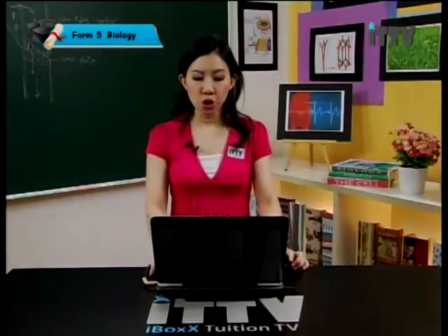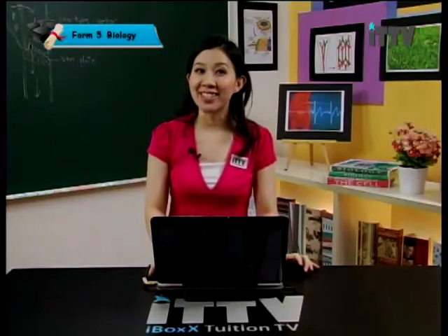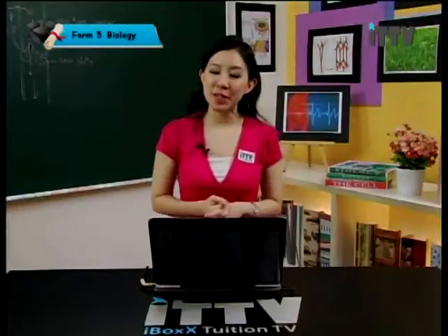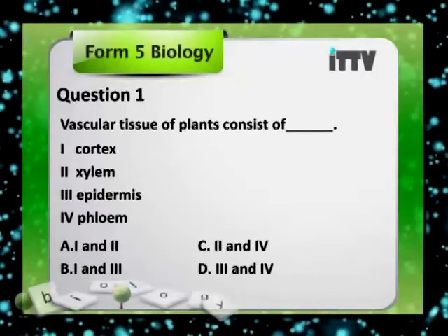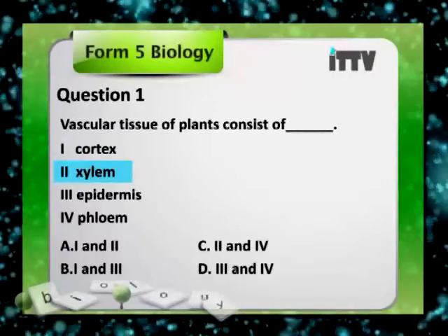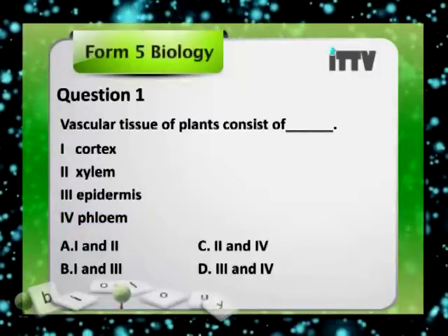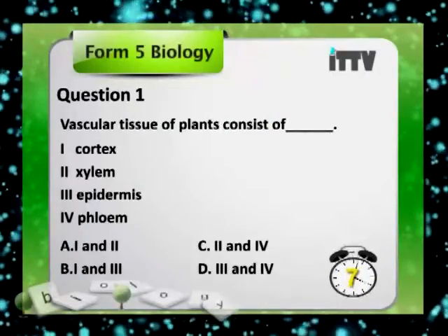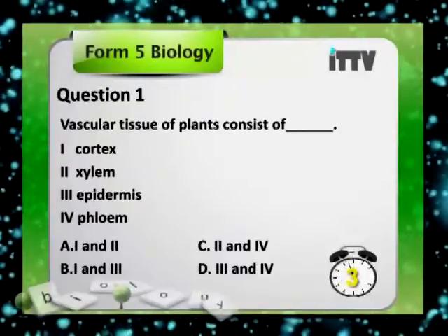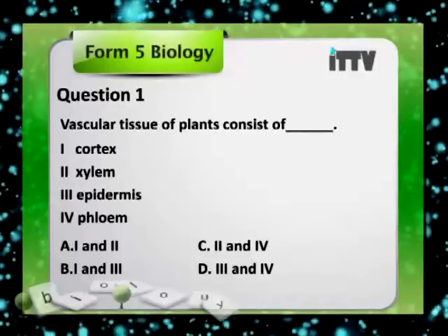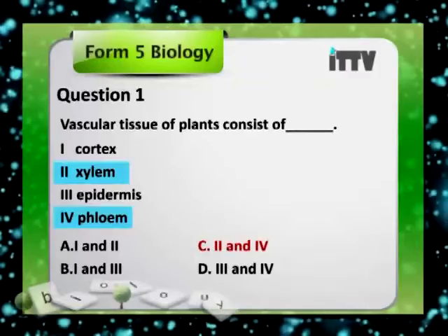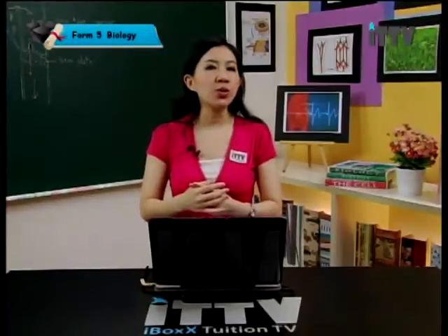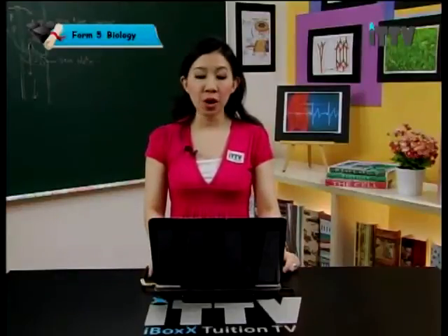Now, let us move on to some test questions. Okay, let's look at the first question. Vascular tissue of plants consists of dash. Firstly, cortex, 2 xylem, 3 epidermis, 4 phloem. So carefully look at the options and I'm sure you can get the answer. So what is your answer? Yes, you're right. The answer is C, which would be xylem and phloem, because we're talking about vascular tissue. Vascular tissue is for transportation, and it's only two things, xylem and phloem tissue. Well done if you got C.